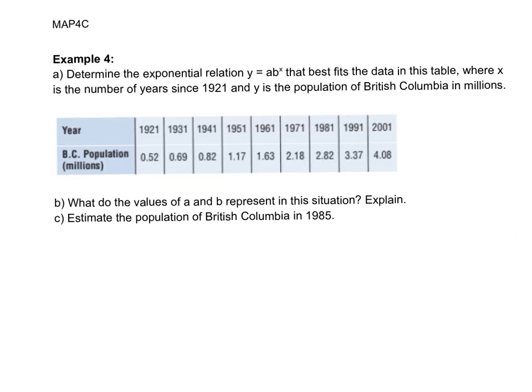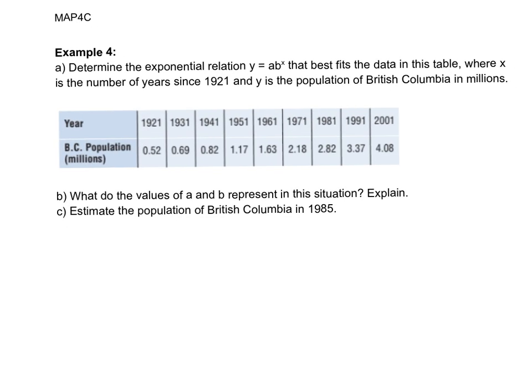Here's one: determine the exponential relation y equals AB to the x that best fits this data in the table, where x is the number of years since 1921. So remember, we're not using the years. The years are going up by 10, which means that 0 is going to be 1921, and then 10 will be 31, 20, et cetera. And it's the population in millions. So we're going to look and see what values A and B represent in this situation.